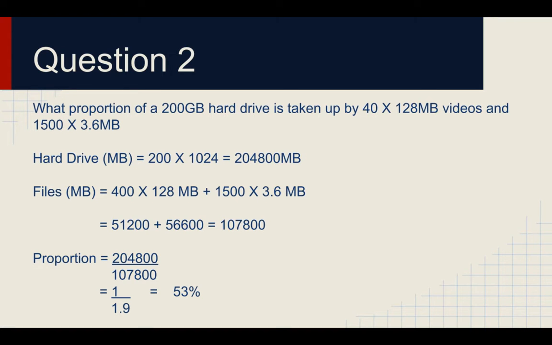We then get 1.9 as our answer. Now to get the proportion, we need to actually divide 1.9 into 1. So it's 1 over 1.9. This then will give us an answer approximately 53%.